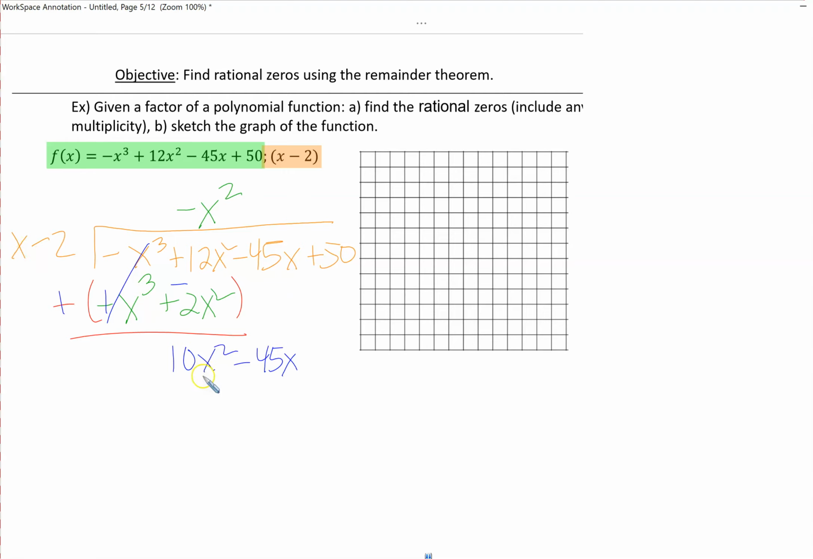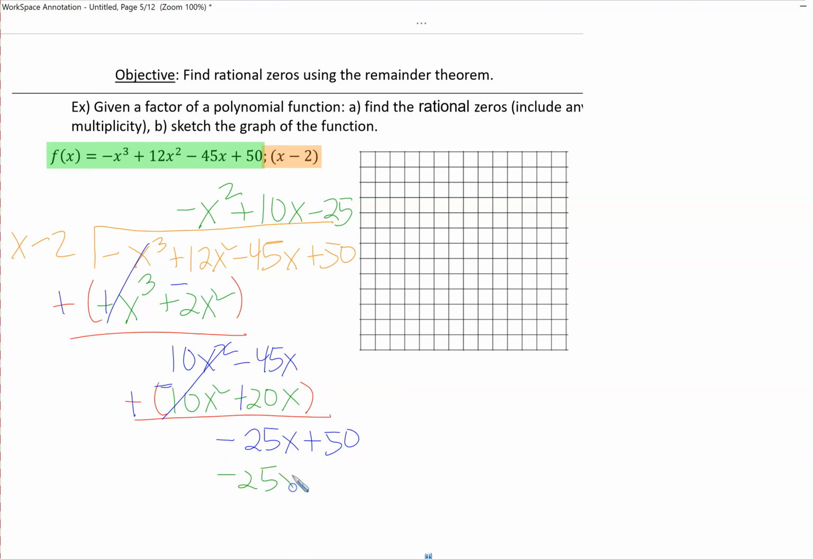So x times 10x would give us our 10x squared, so we get plus 10x. And that gives us 10x squared minus 20x. Again, we are going to subtract that quantity, so we want to change those signs before combining. So this becomes plus negative 10 and positive 20. 10 and negative 10 is 0. Negative 45 plus positive 20 is negative 25x, and then bring down the plus 50. And then x times negative 25 gives us that negative 25x and plus 50.